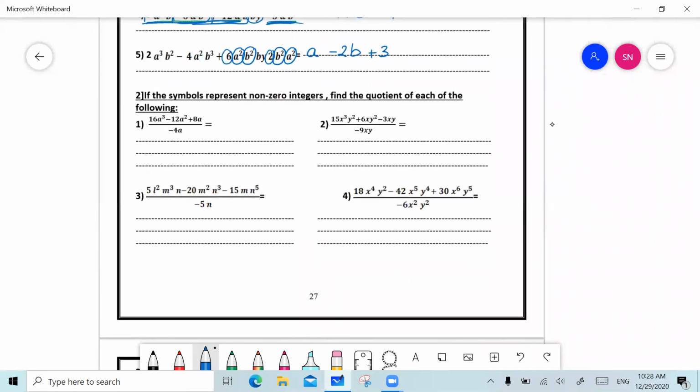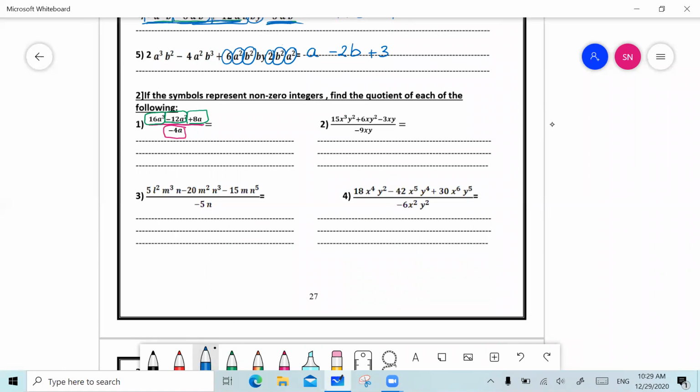In question number 2, it is the same concept, but written in a different way. And I'm going to do the same I did in question 1. I have here a whole expression divided by a monomial, which is negative 4a. So I'm going to take each term and divide it by negative 4a.